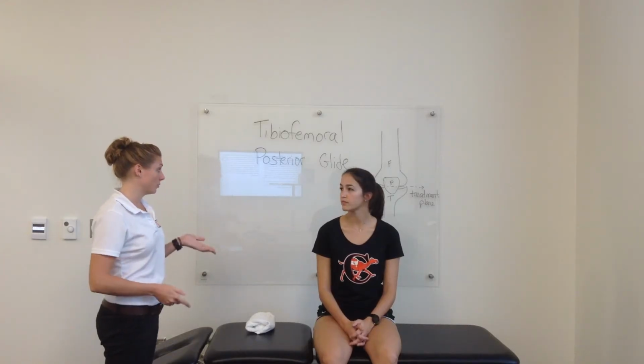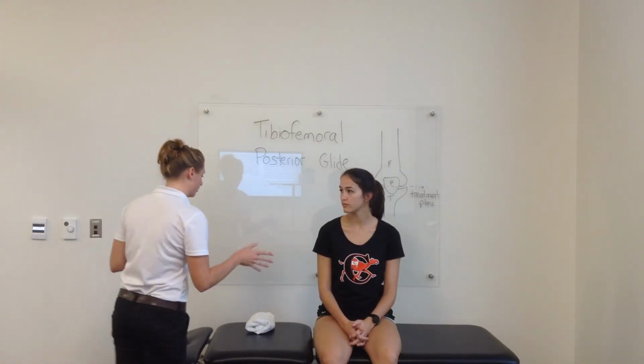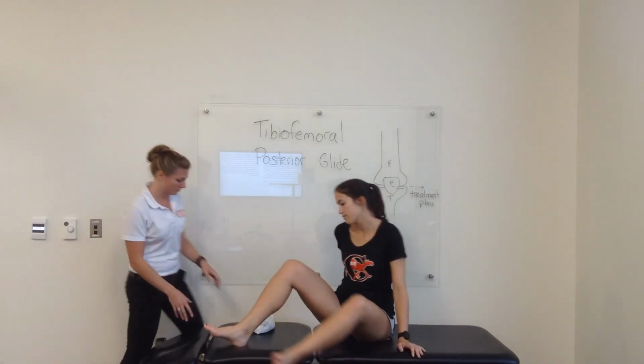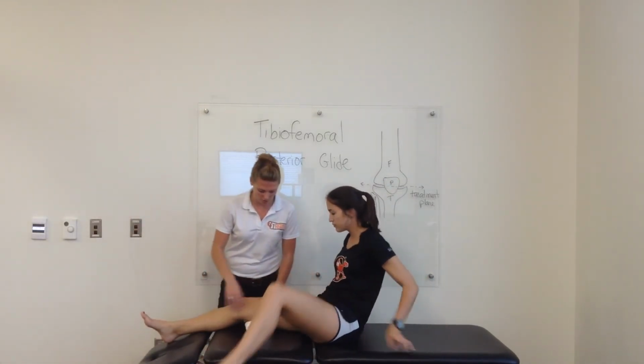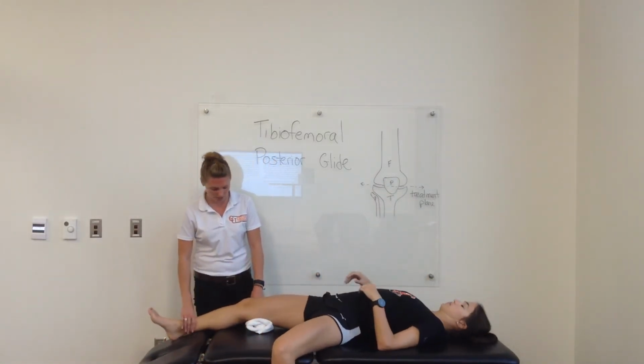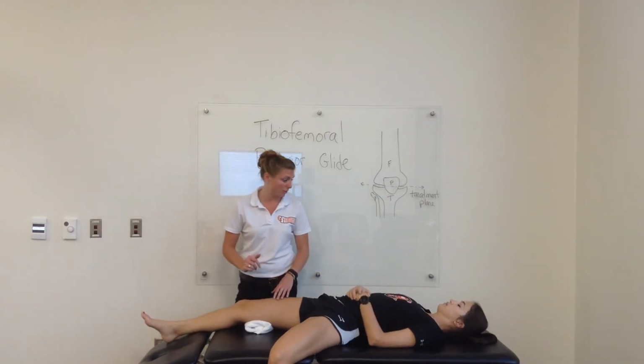So I'm going to be doing a joint mobilization to your knee. So first I want you to lay down on your back. Okay, and then I'm going to put this towel under your thigh right here. You're just going to hang off on the edge of the table right here so your knee's just a little bit bent. Okay?